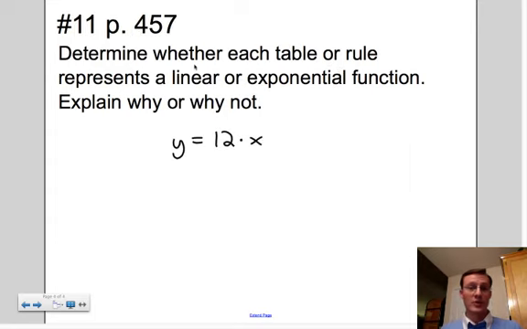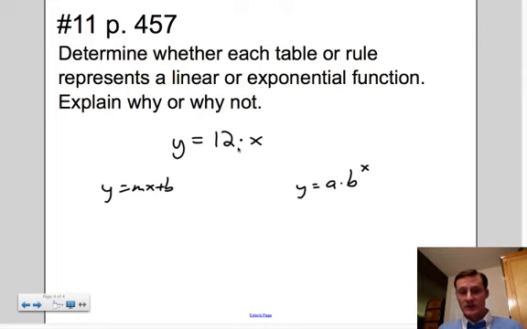Alright, determine whether this table or rule, well, this time we have a rule. In this case, instead of asking are we adding or multiplying by the same thing each time, this time we're going to look and see, okay, does it look like y equals mx plus b, or y equals a times b to the x?